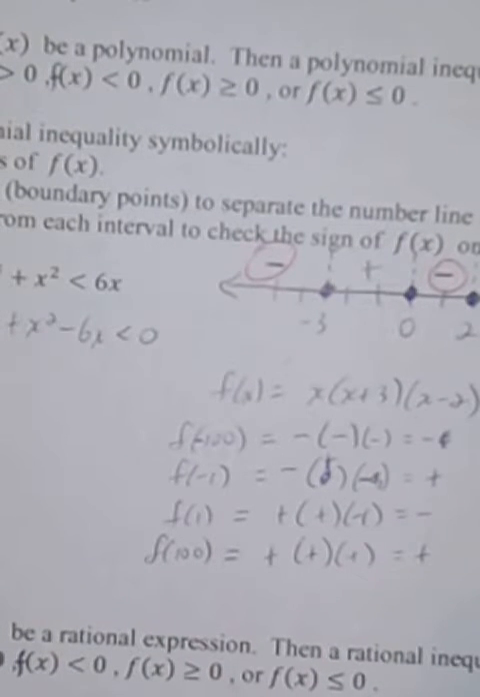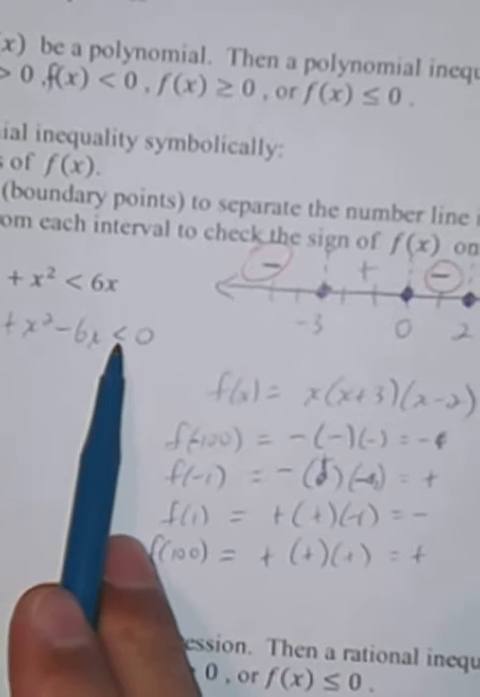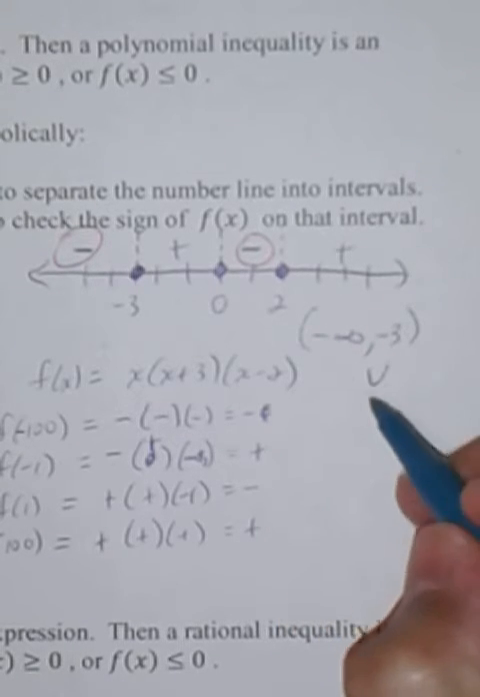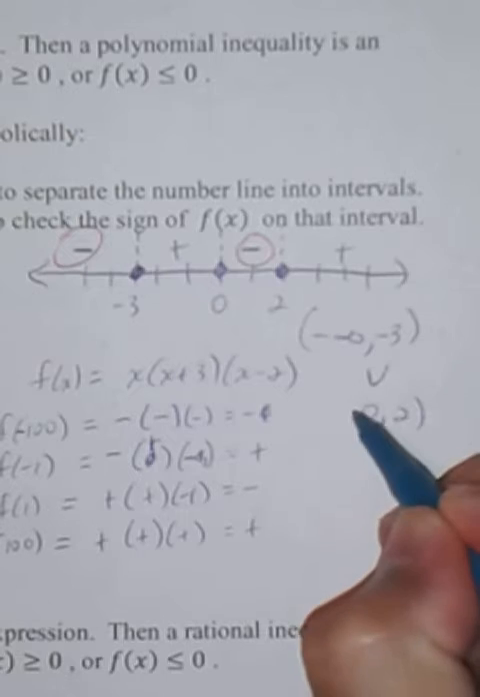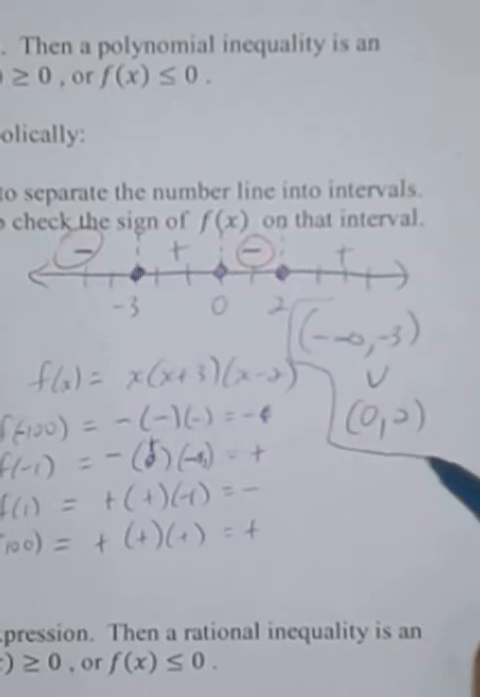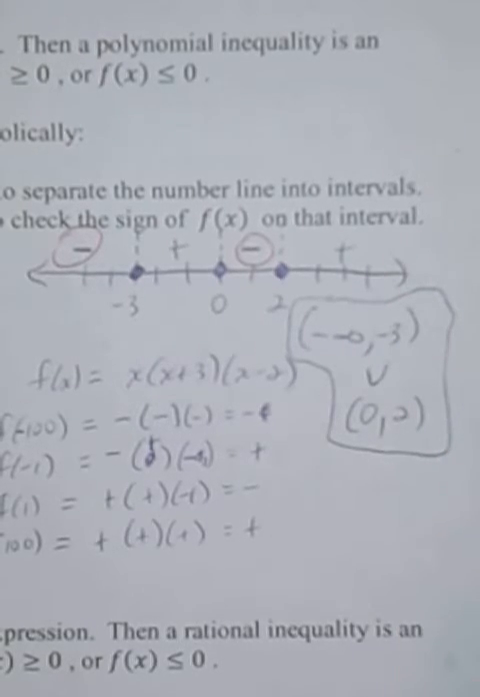Negative infinity to negative 3. Oh, do I include the negative 3? No, because we're not looking for where it equals. Negative infinity to negative 3, union 0 to 2. And again, if it said less than or equal to, then I would have included the endpoints there, the ones that apply.